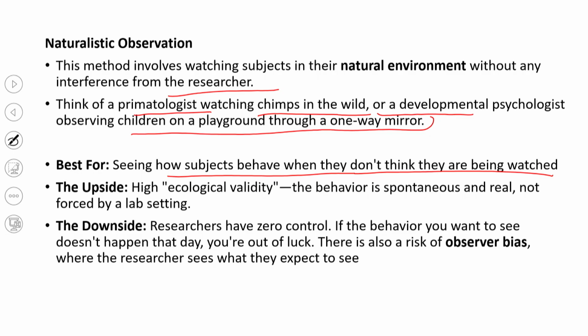What is the upside of it? It has high ecological validity. The behavior is spontaneous and real, not forced by a lab setting. You get very natural behavior and more accurate observation. So, you get real life data.